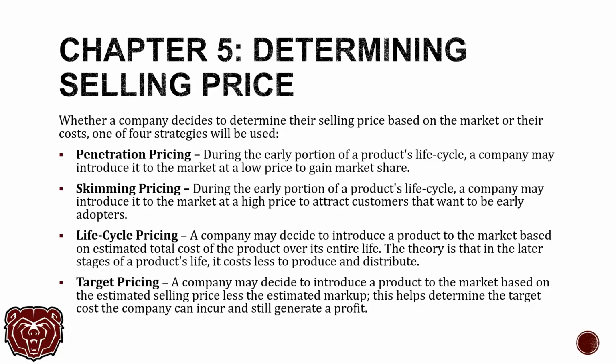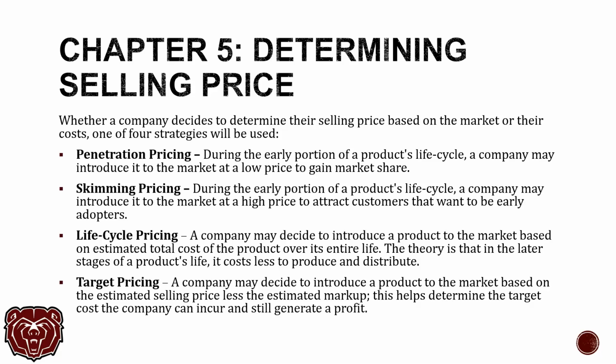Then you have what we call life cycle pricing. This is when you introduce the product to the market based on estimated total cost. And the book will walk you through how they do that. But it's the estimated total cost of the product over its entire life. So the thought process of this is, as the product gets older, it costs less and less to produce. It costs less and less to distribute. So we may not make as much money on it up front, but by the end of its life cycle, we will have made much more money. So that's the life cycle pricing.